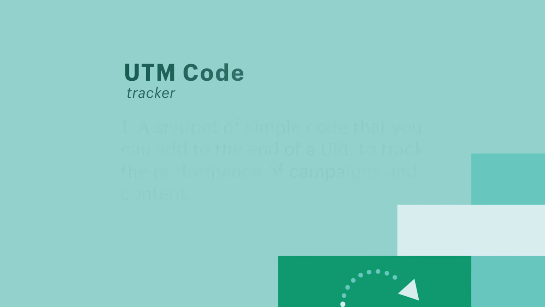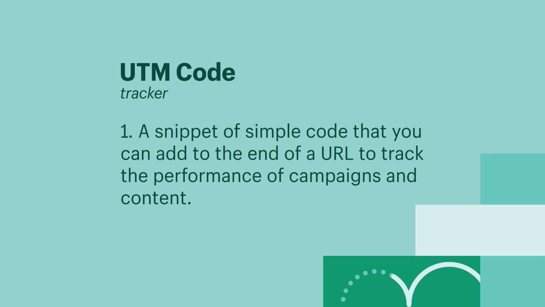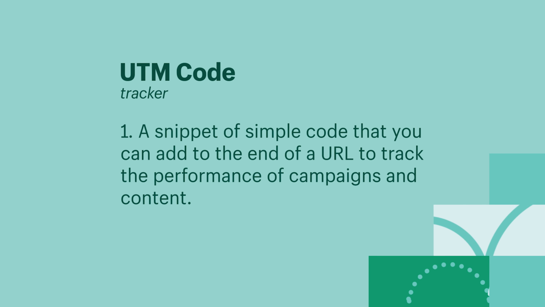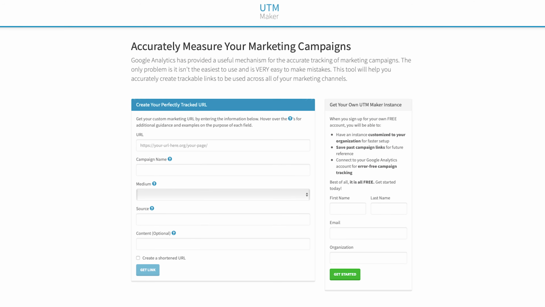This link is called a UTM code. A UTM code tracks the performance of campaigns and they're easy to make at utmmaker.com. If you want to learn more about UTM tracking, I will link an article in the description box for you guys.